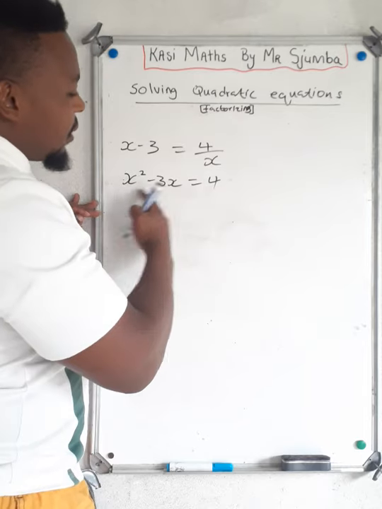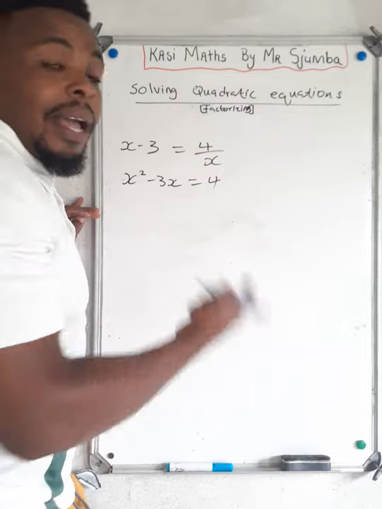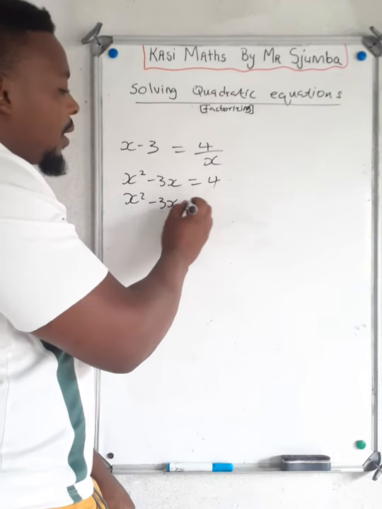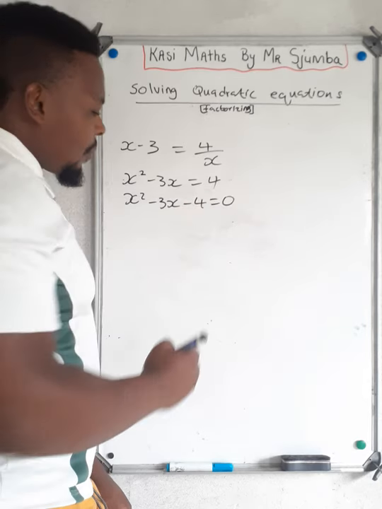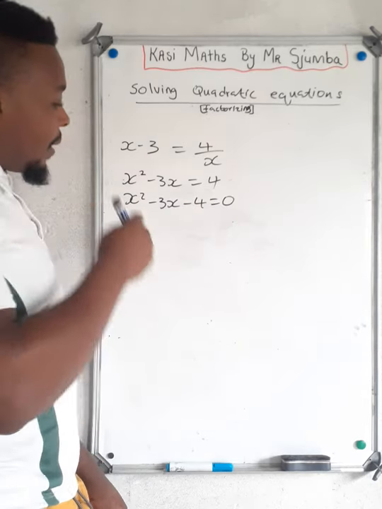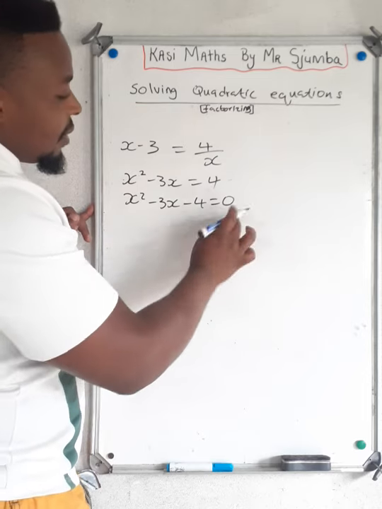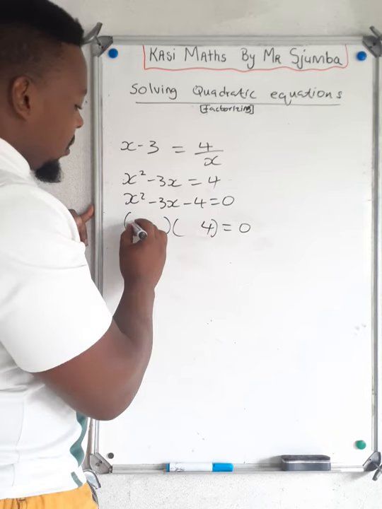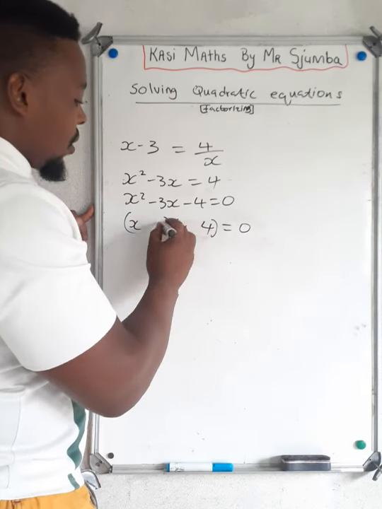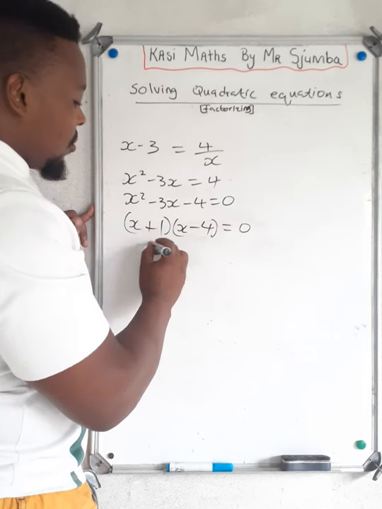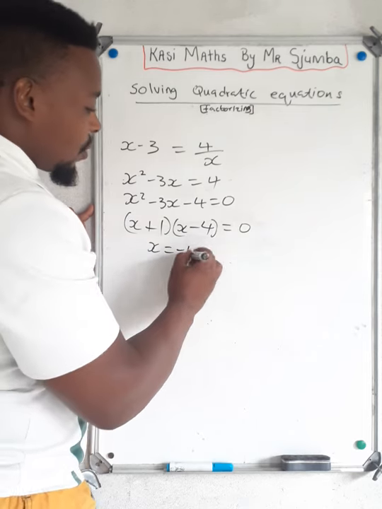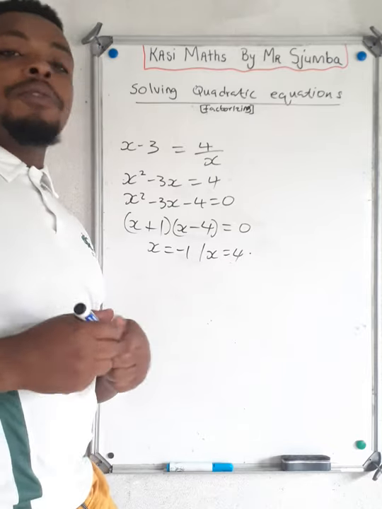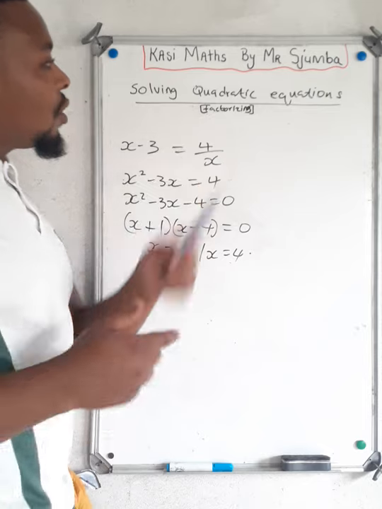Then we see it is now a quadratic but not in standard form, so we set the 4 and bring it to the other side: x squared minus 3x minus 4 equals to 0. Now it is in standard form, so we can just open brackets and factorize, then solve. Here it will be 1, minus, plus. Then the final answer: x equals to minus 1, x equals to 4.